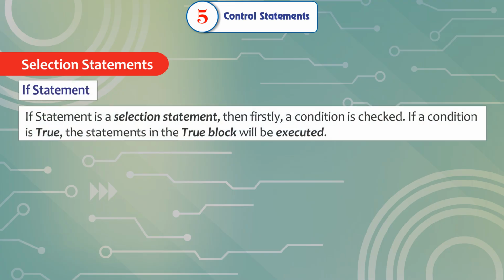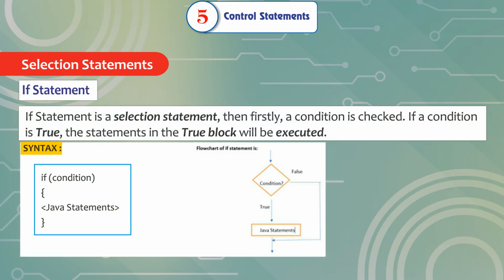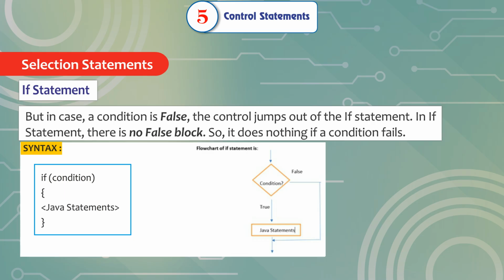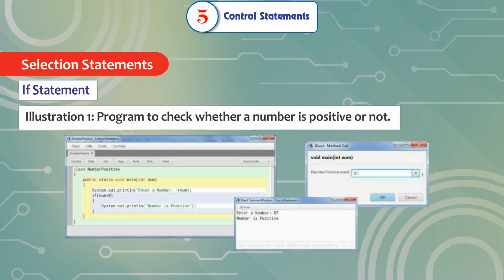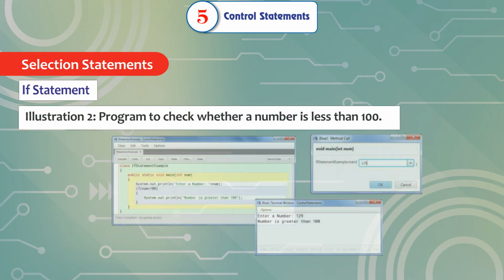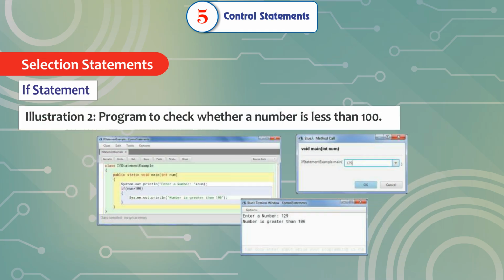In the if statement, which is a selection statement, firstly a condition is checked. If the condition is true, the statements in the true block will be executed. But in case the condition is false, the control jumps out of the condition check. In the if statement, there is no false block, so it does nothing if a condition fails. Illustration 1. Program to check whether a number is positive or not. Illustration 2. Program to check whether a number is less than 100.